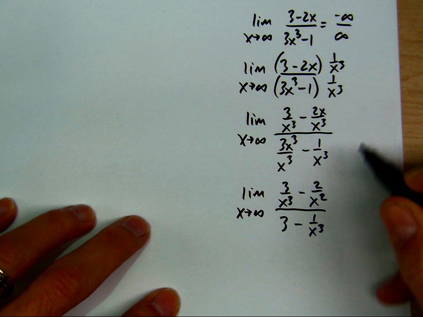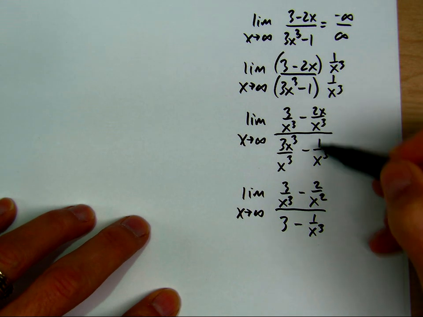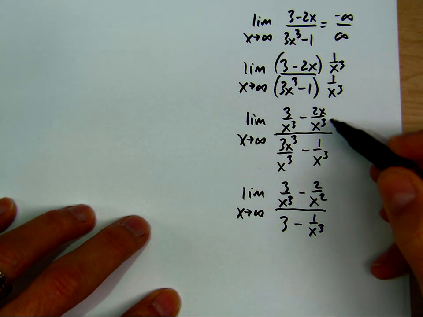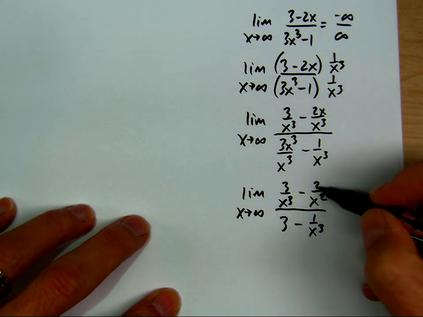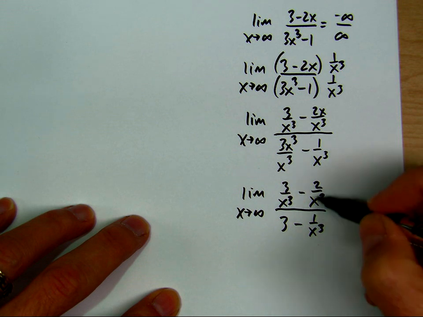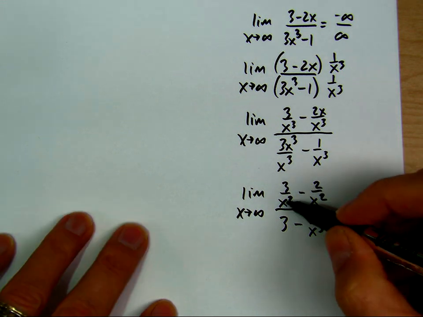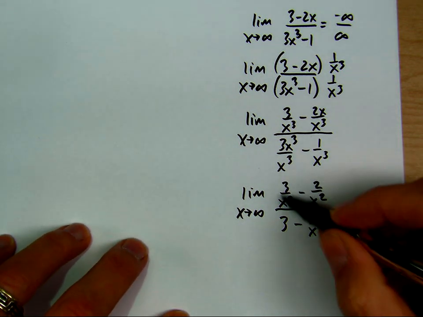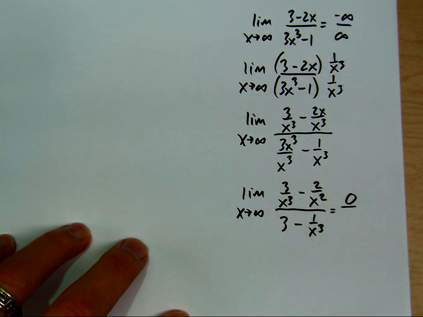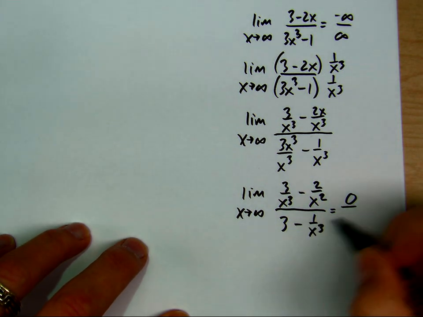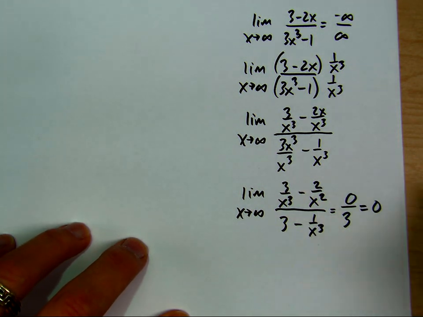All right, so we do have some reduction here, and now we see a constant divided by infinity, that's 0. Constant over infinity, that's 0. So we have 0, and then the denominator is 3 minus 0, so we know the limit is 0.